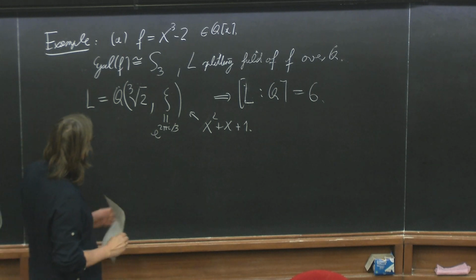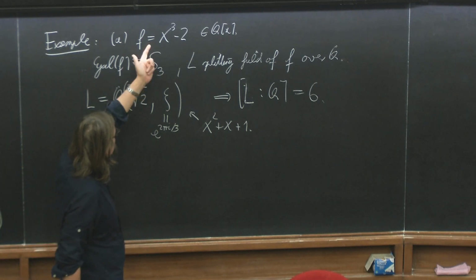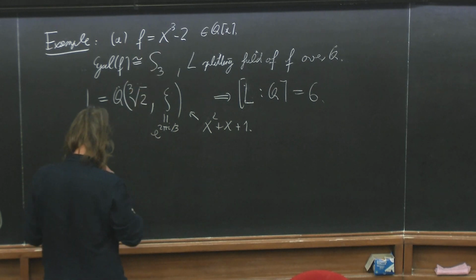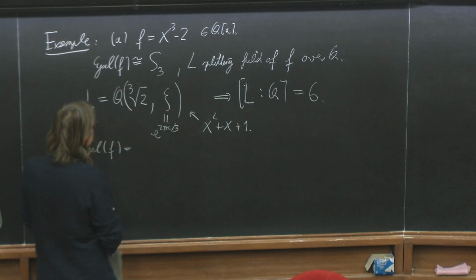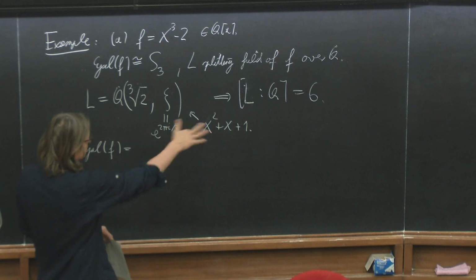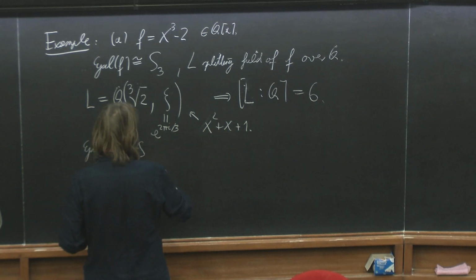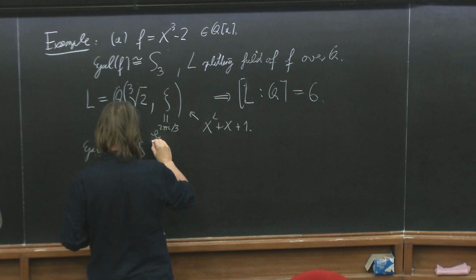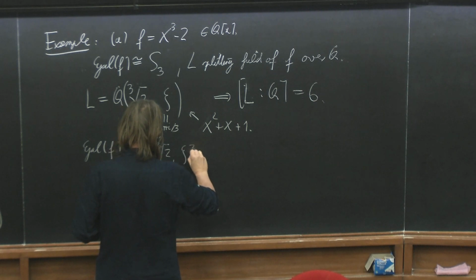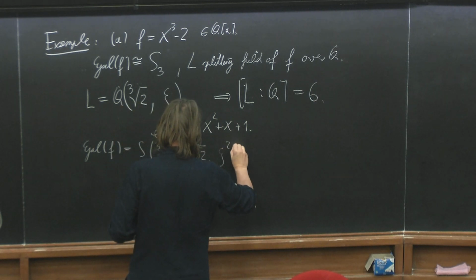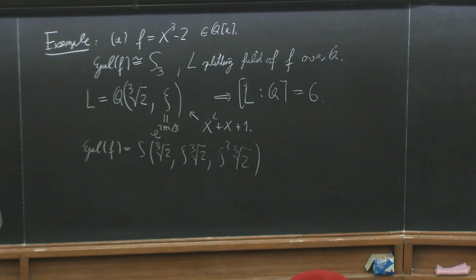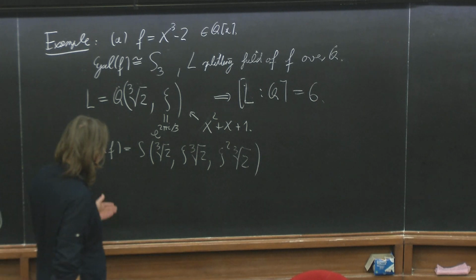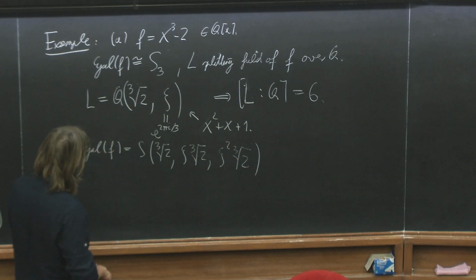On the other hand, we know that this must be isomorphic to a subgroup of S3 because the polynomial has degree 3. So it follows that the Galois group of f is S3, acting on the roots. So it's a symmetric group on the 3 roots in the splitting field, on third root of 2, theta third root of 2, and theta squared third root of 2. It permutes these freely. So this is how it acts.